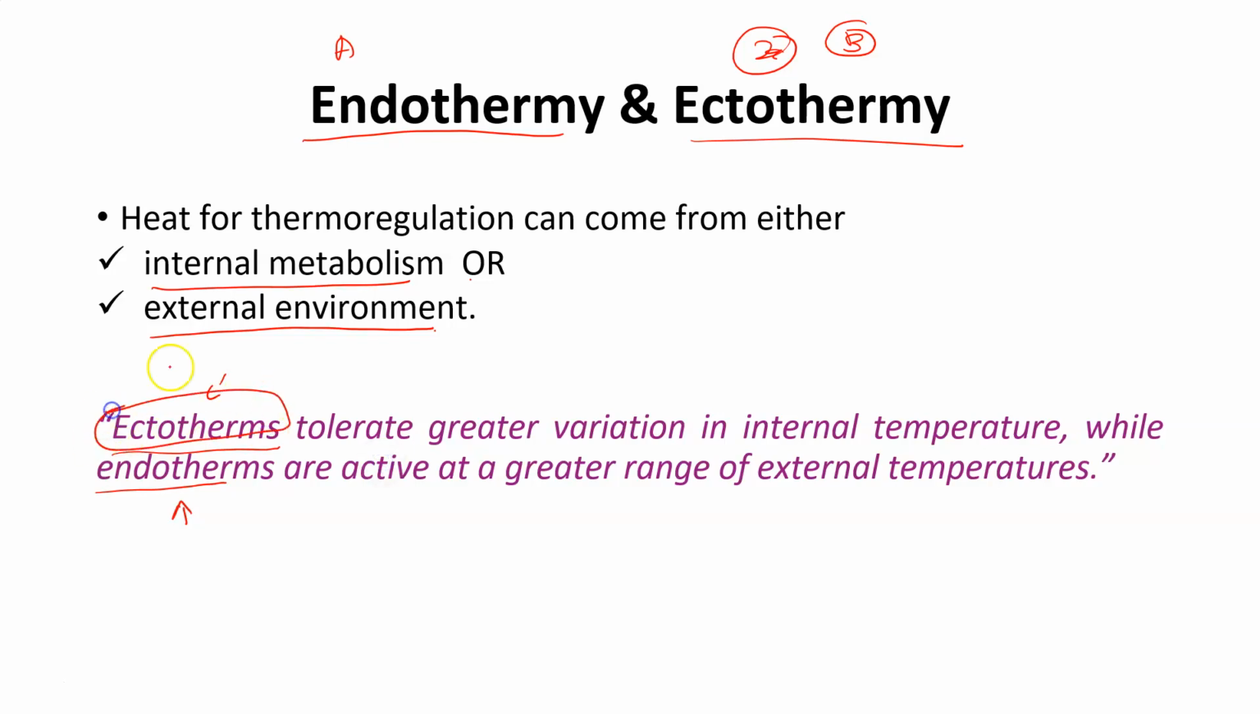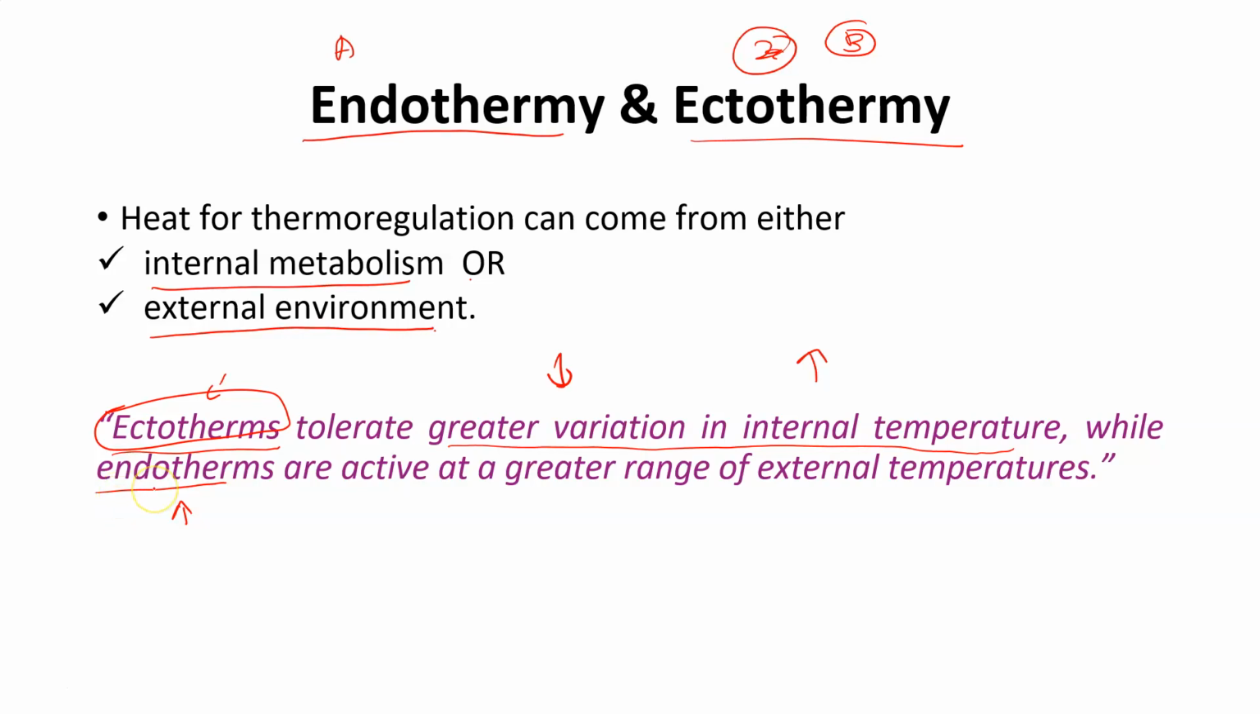For ectotherms, kan, contohnya frogs, kan, dia boleh duduk kat tempat yang sejuk, badan dia akan ikut suhu sejuk. Bila dia nak badan dia panas, dia akan cari tempat yang panas, kan. So for ectotherms, they can tolerate greater variation in internal temperature. So badan dia boleh drop suhu, badan dia boleh increase suhu, kan. Tengok keadaan environment yang dia nak tu.